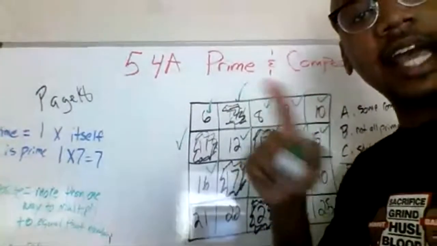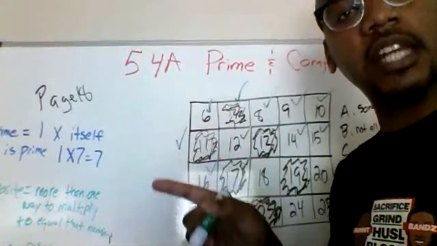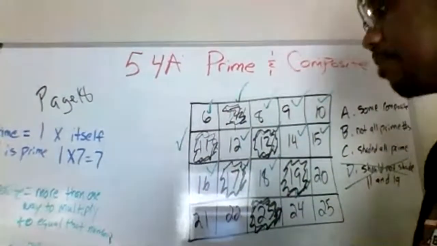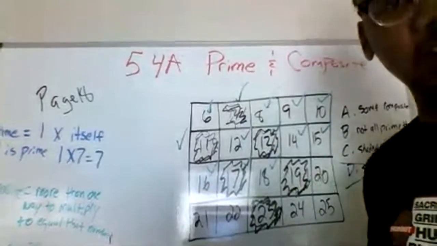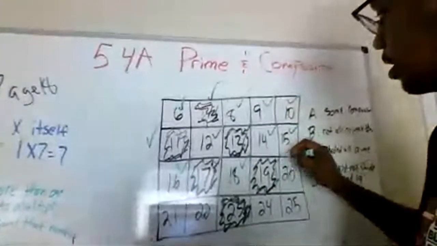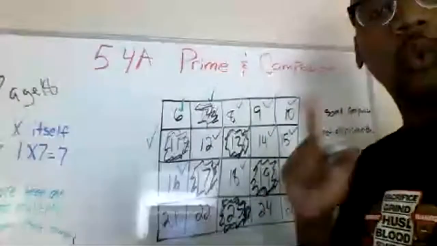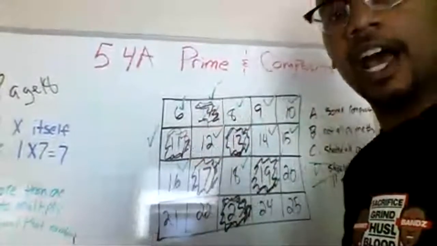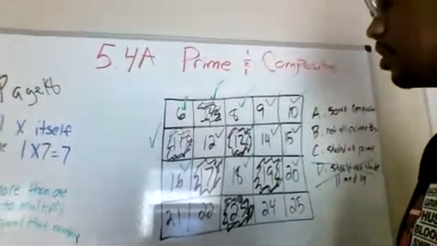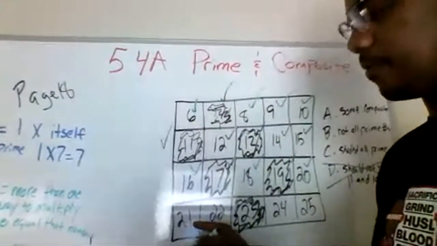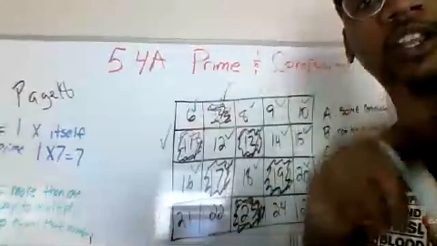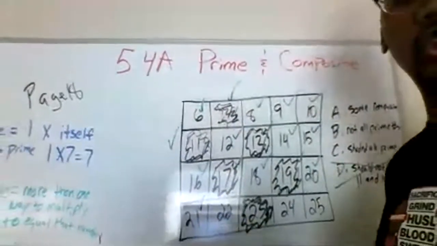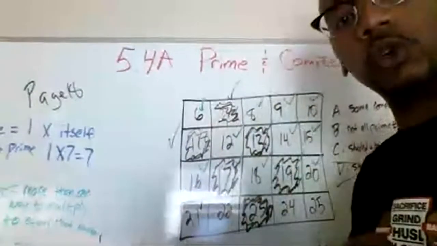18: 1 times 18, 2 times 9, 3 times 6. Good, it's composite. 19 is only 1 times 19. 20: 1 times 20, 2 times 10, 4 times 5. 21: 1 times 21 and 3 times 7. 22: 1 times 22, 2 times 11.